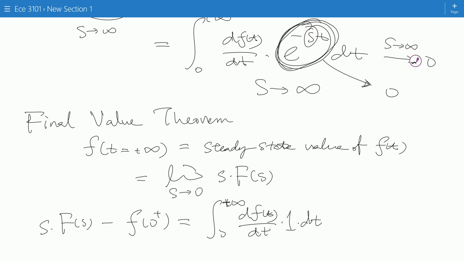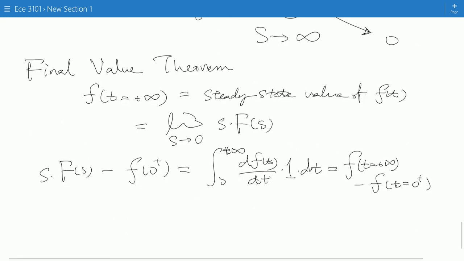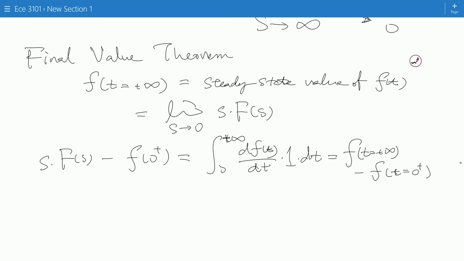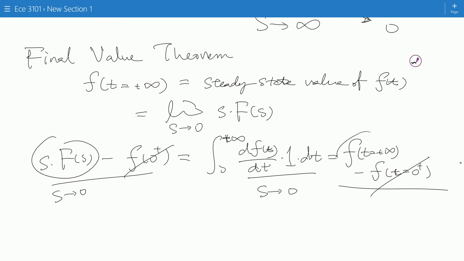Now, what does this give me? This should be f of t at t equal to plus infinity minus f of t at t equal to 0, of course, we evaluate at t equal to 0 plus. And this is, of course, evaluated as s being 0. If we compare the left-hand side and the right-hand side, you have f of 0 here, f of 0 here, cancel each other, and the only two terms left is this guy, and the steady state or the final value of my function. That's why we have this final value here.